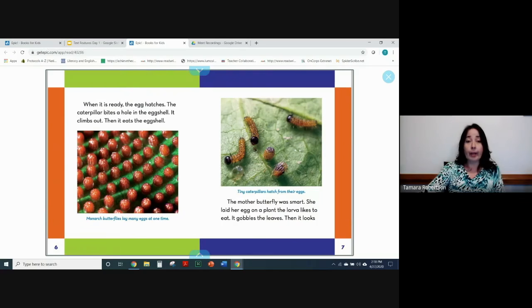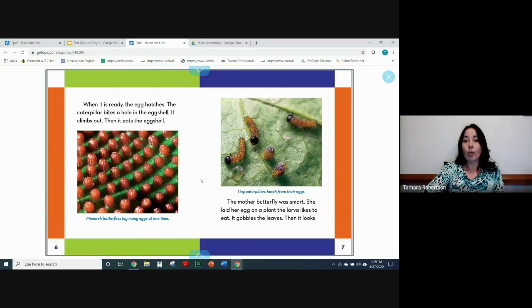Here's another photograph and it says monarch butterflies lay many eggs at one time. Wow, by reading the caption, I learned that these are butterfly eggs. I wouldn't have known that because I've never seen a butterfly egg before and I didn't know what it looked like, but the caption explained it for me. Then here's one more photograph and it says tiny caterpillars hatch from their eggs. So this is showing me a baby caterpillar that just came from this egg.